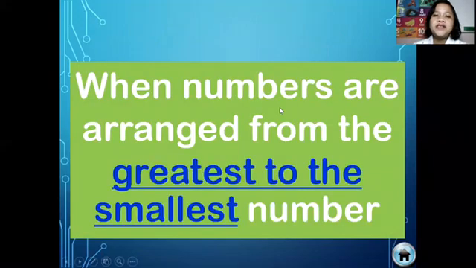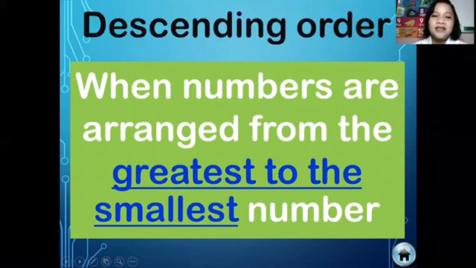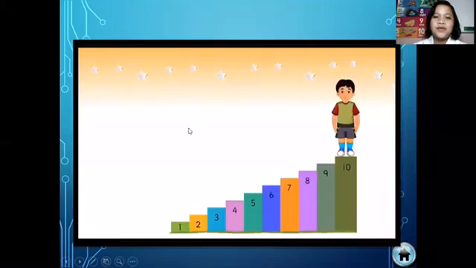When numbers are arranged from the greatest to the smallest number, we call this one descending order. So from the greatest to the smallest number. He is on step number 10 and has to come down to step number 1.